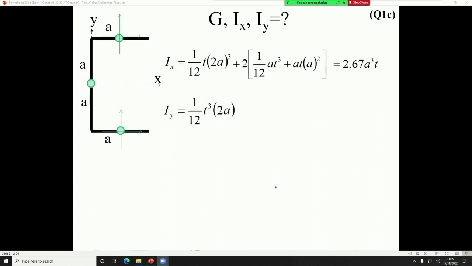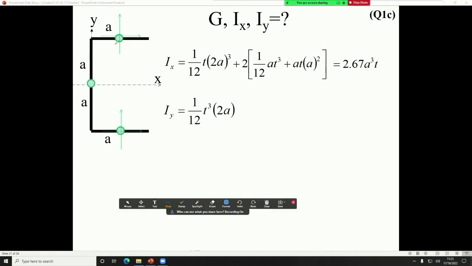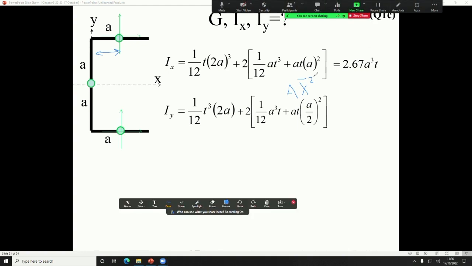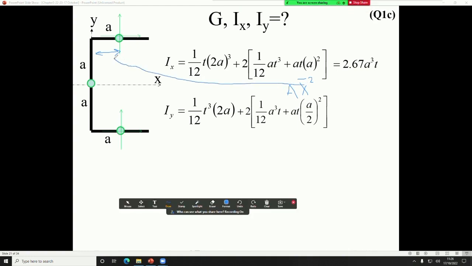Iy is equal to, let's start again with the vertical panel. Its width is equal to T. Its height is equal to 2A, so it's 1 over 12, T cubed times 2A. And for the top and bottom panels, Iy is equal to 1 over 12, A cubed T. And then, using the parallel axis theorem, you have to square this distance. So it is A multiplied by X bar squared. So this is 1 over 12 plus A multiplied by X bar squared. What is X bar? It is this distance, which is A over 2.